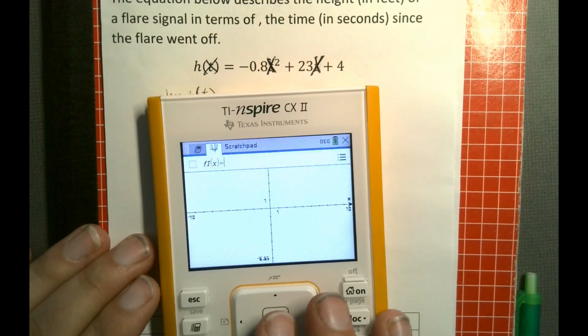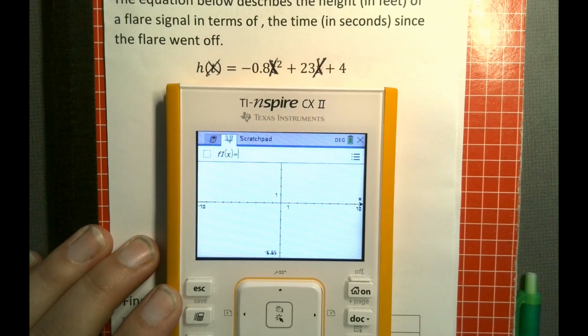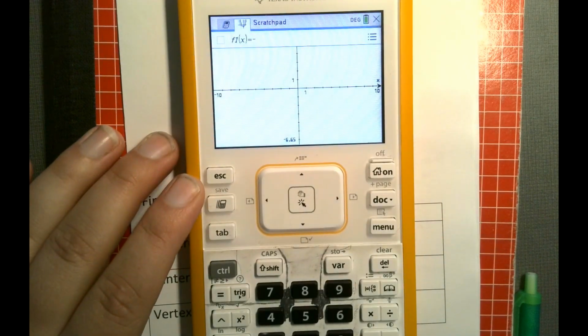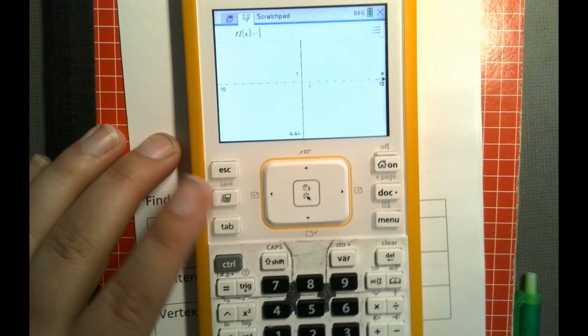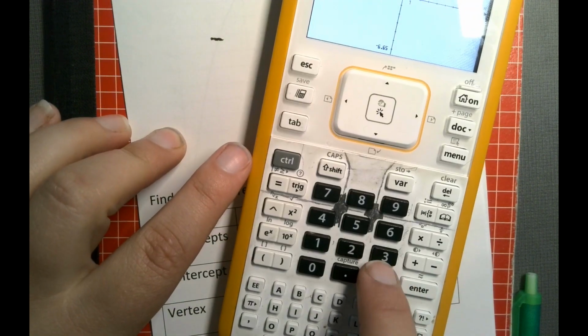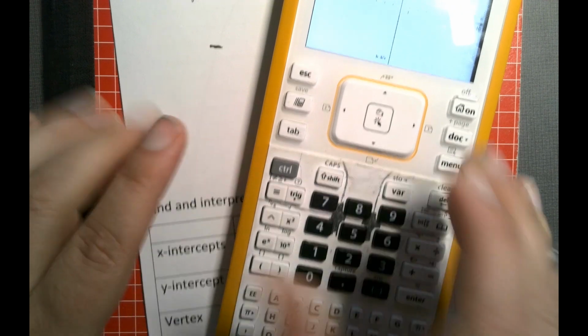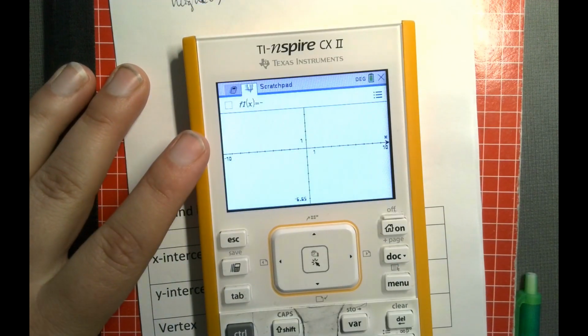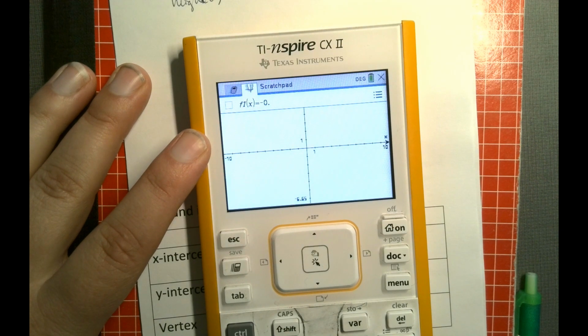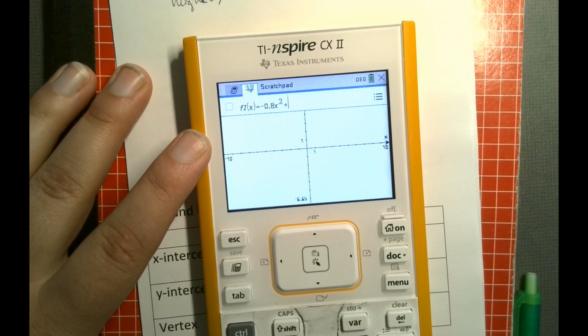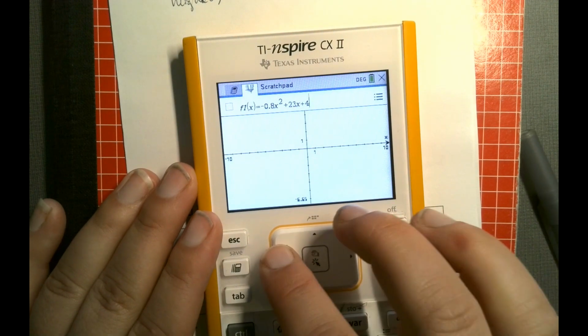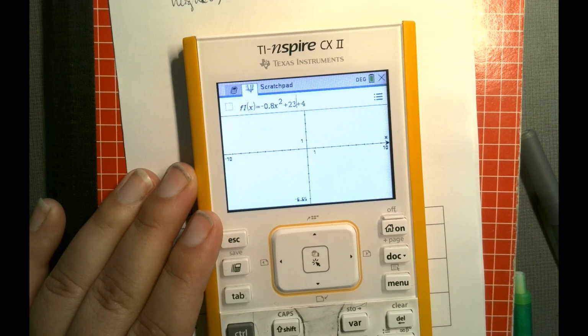So we're just going to put this equation in. Make sure you have the negative. I got to move this. You got to use the black negative, not the white negative. The white one's subtract. This one's a negative. Negative 0.8x squared plus 23x plus 4, divided by 6. Why are we dividing by 6?